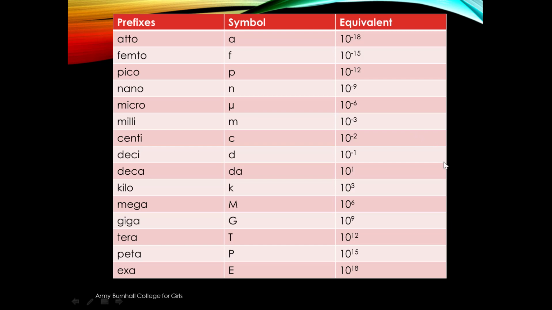Deca, da, 10 raised to power 1. Kilo, small k, 10 raised to power 3. Mega, capital M, 10 raised to the power 6, giga, capital G, 10 raised to the power 9, tera, capital T, 10 raised to the power 12, peta, capital P, 10 raised to the power 15, exa, capital E, 10 raised to the power 18. So these are the prefixes which can be used instead of some powers of 10.